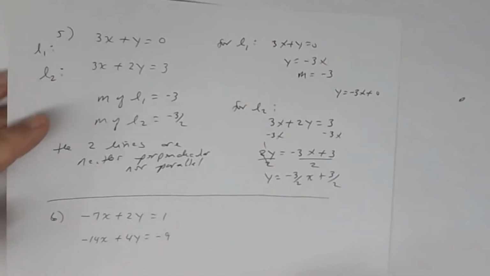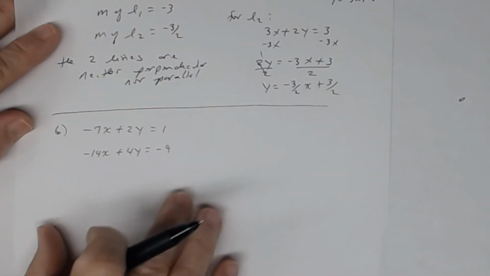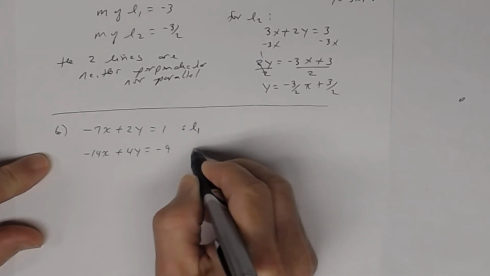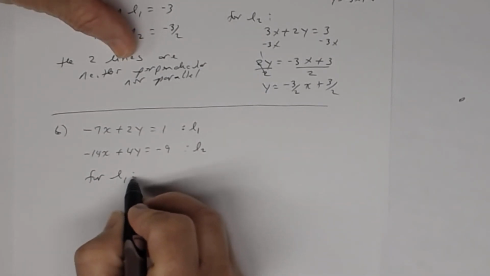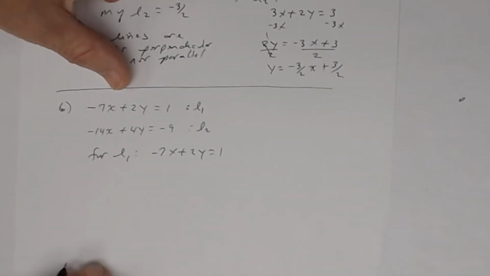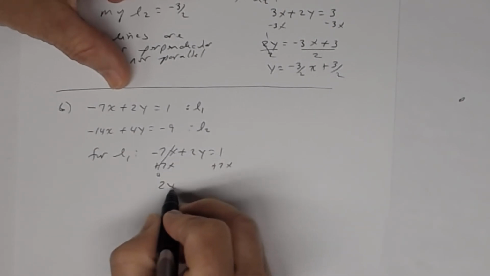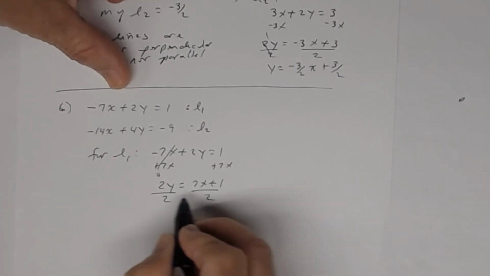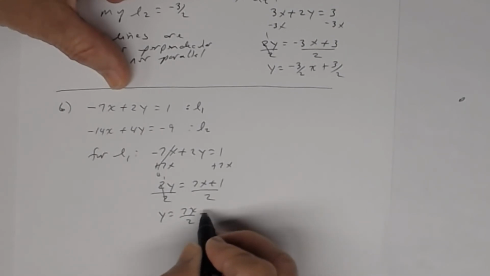All right, and then finally, let's look at number 6. Same idea. Both of those are not in slope-intercept form, so you have some work to do. Let's take that first equation. Let's call this line 1 right here, and this will be line 2. For line 1, which was negative 7x plus 2y equal 1, let's get y by itself. I'm going to add 7x to both sides. When I combine like terms, I get 2y equal 7x plus 1. Then I'm going to divide both sides by 2. And so I get y equal 7 halves x plus 1 half.